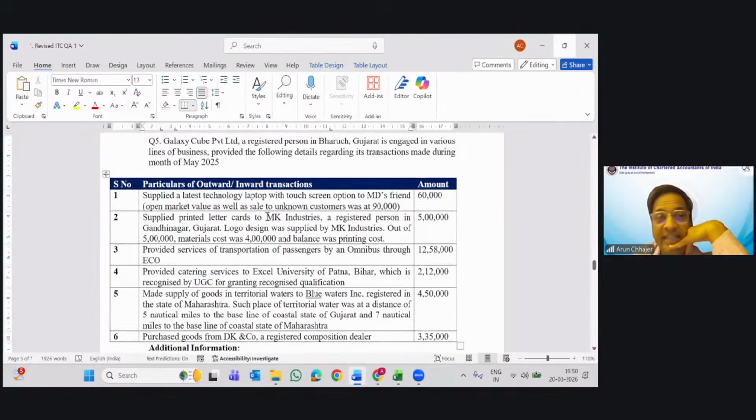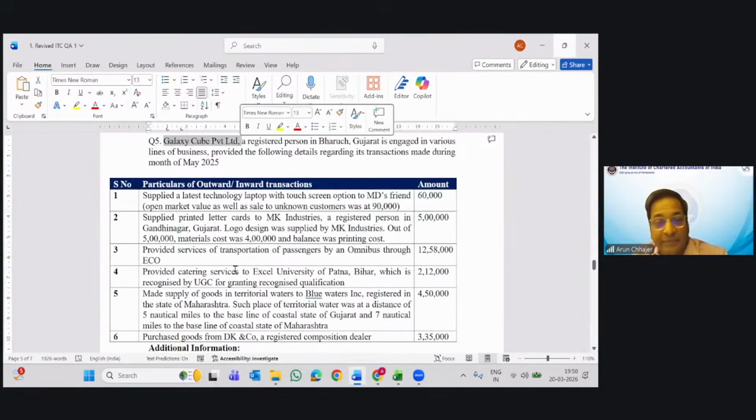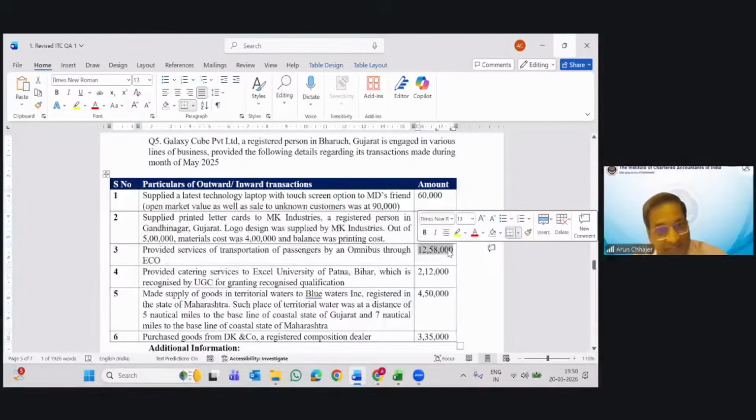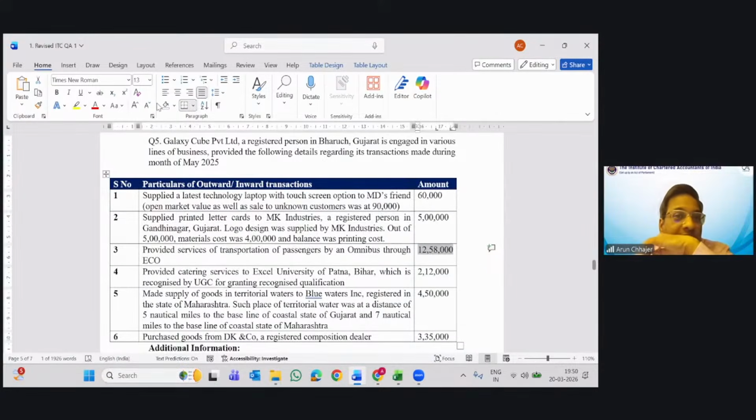See, Galaxy Cube Private Limited is making the supply of which item? Omnibus. And through ECO. This is the total amount. Okay. The question is, who will pay the tax on this item? Forward charge, RCM, ECO, I don't know, no tax, I don't know. You have to tell me who is liable to pay the tax in this case and why.